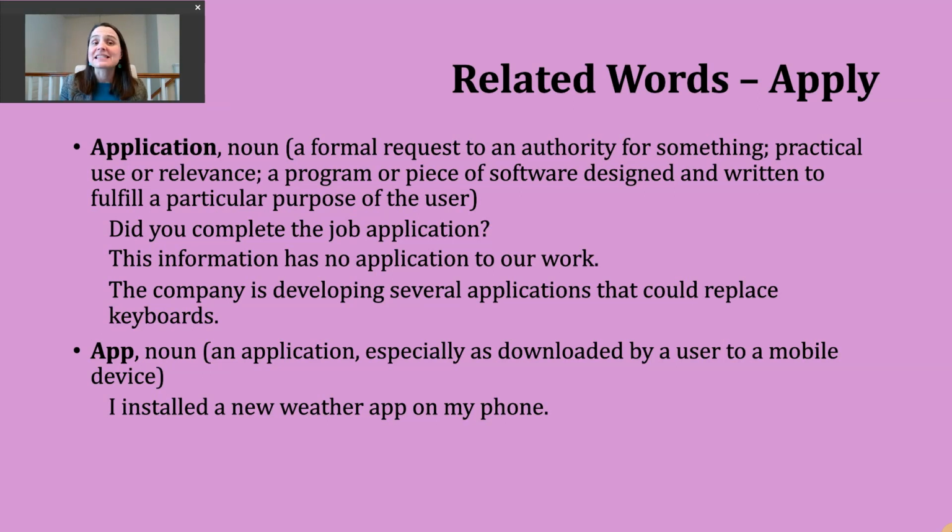Now, connected to this last definition is a second noun. It's just the shortened form of application. It's app. And if you're a smartphone user, you probably hear this, or you might actually even see this in the phone. Okay, so when app gets shortened, again, it means application, and generally we're referring to something that's been downloaded to some sort of mobile device. So a cell phone or smartphone, a tablet, something like that.